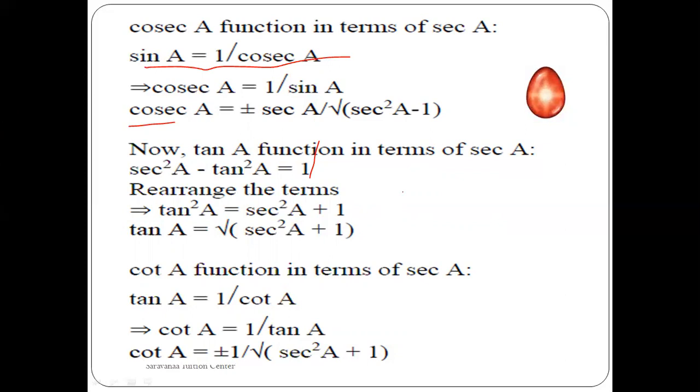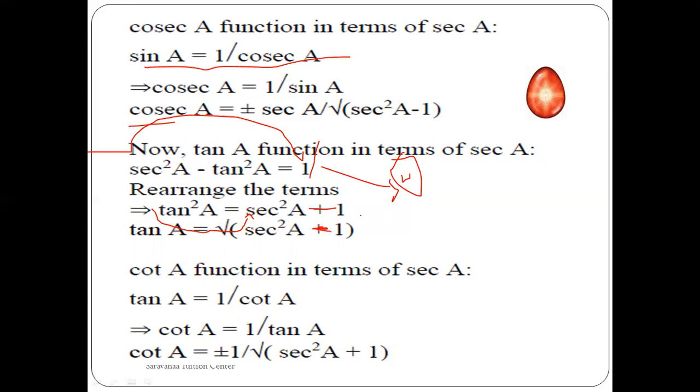Now, tan A function in terms of secant A. Secant square A minus tan square A equals 1. That is identity 2. Rearrange the terms. Take secant square A from the LHS side to the RHS side. You get minus tan square A equals 1 minus secant square A. So take the minus from the LHS to the RHS side. You get secant square A plus tan square A. So tan A equals root of secant square A plus 1. Okay. Actually, here is a mistake. It should be minus.